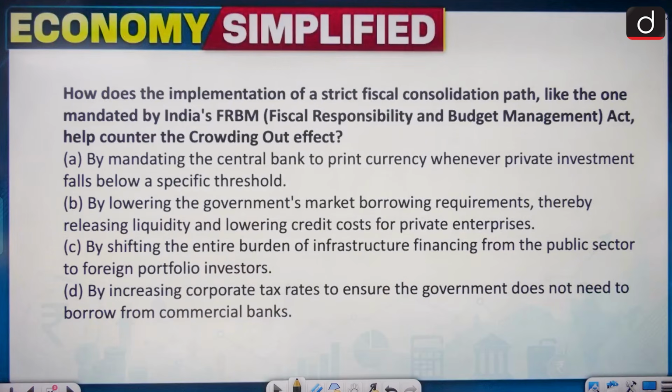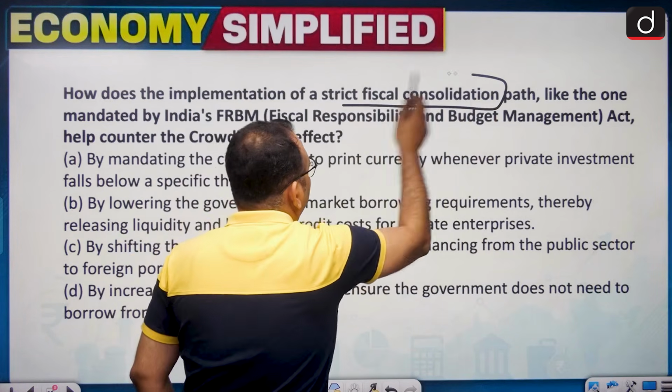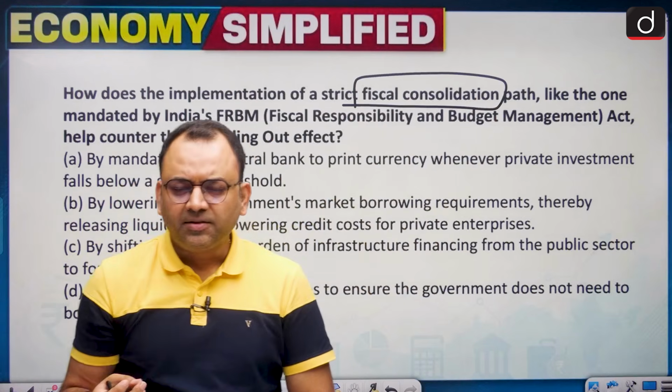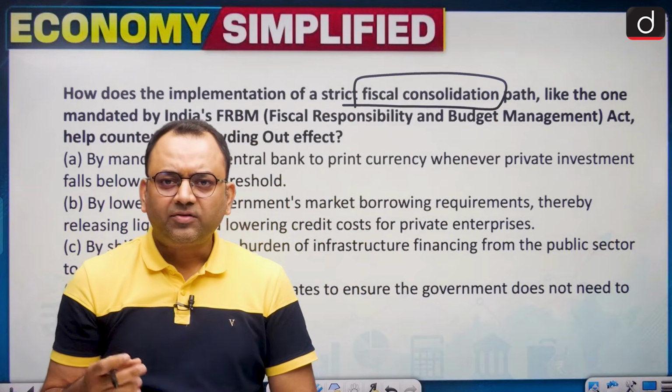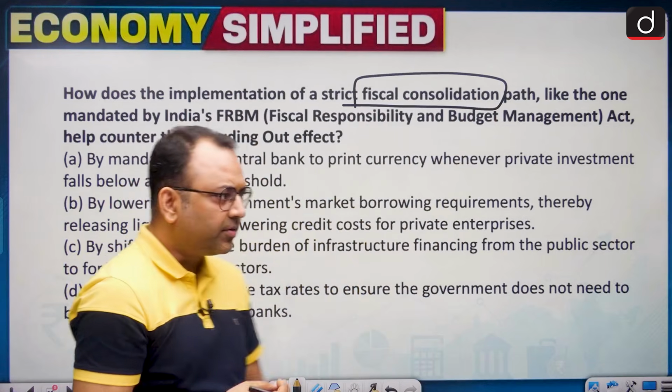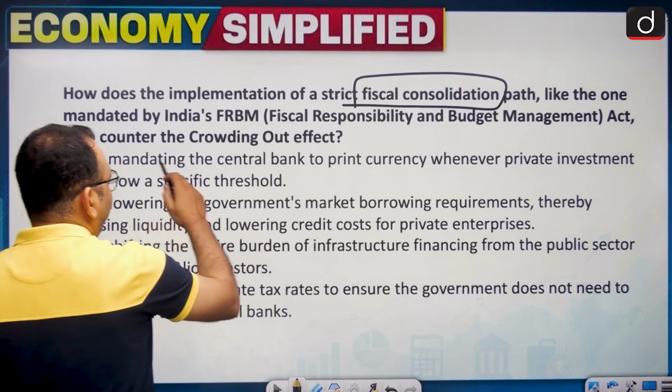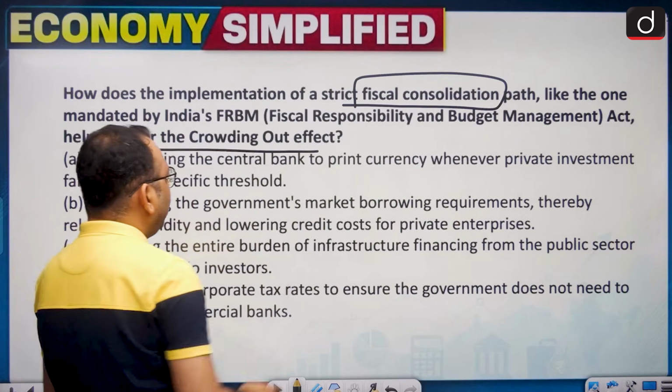You see, one more question: how does the implementation of the FRBM or the strict fiscal consolidation? See, friends, this means the strengthening of the government finances. When the government finances are strengthened, it's called fiscal consolidation, right? So strengthening the government finances is called consolidation. So how does the implementation of the fiscal consolidation, like the FRBM Act, counter the crowding out effect?